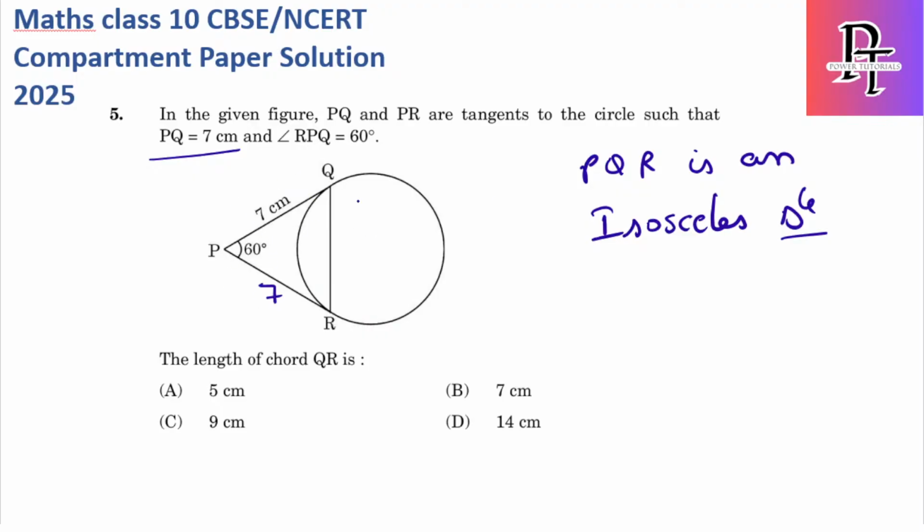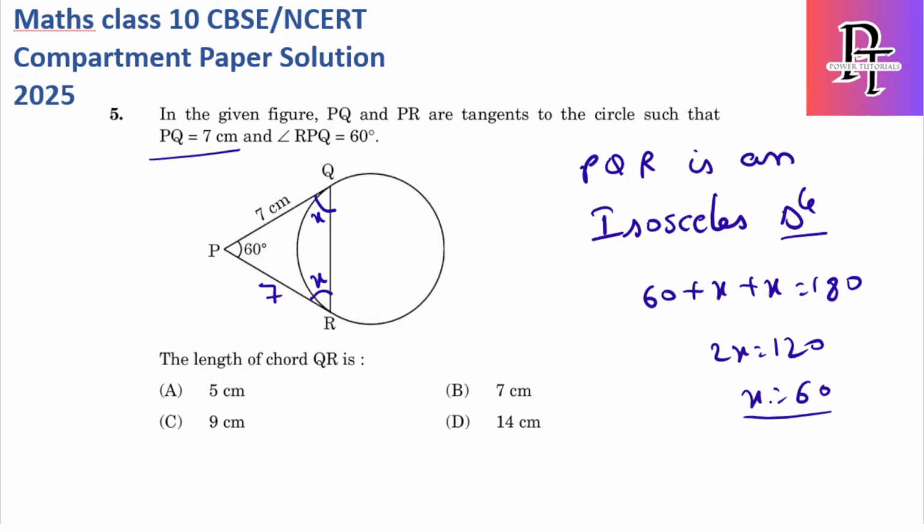If two sides are equal, then the opposite angles are also equal. So if I mention this as x, and this is also x, the sum of all three angles should be equal to 180 degrees. So 60 plus 2x is equal to 180, so 2x is equal to 120, x is equal to 60. So now I found it's not only isosceles, it is exactly an equilateral triangle. Why is it equilateral? Because all angles of the triangle are 60 degrees. If all angles are equal, then the sides are also equal. So QR is also 7 centimeters. Okay, let's move to the sixth one.